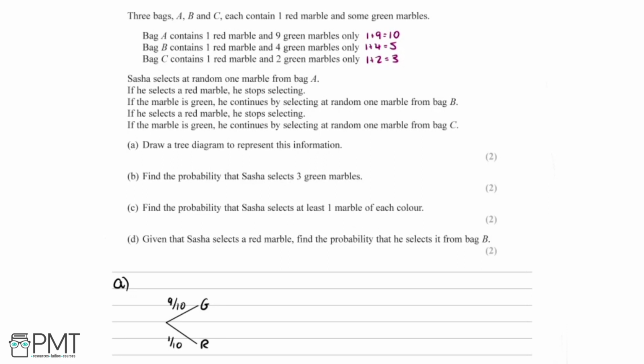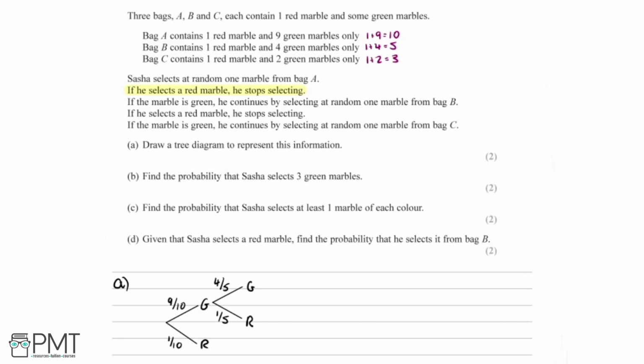It says if he selects a red marble, he stops selecting. So if he goes down this path and chooses a red one, well, he stops selecting, there's nothing else. So we don't need to have any branches coming off of here. Instead, we're going to have 2 branches coming off of green. Because if the marble is green, he continues selecting at random 1 marble from bag B. Well, bag B has 1 red marble and 4 green marbles, and there are 5 in total, so there's a 1 in 5 chance of choosing red, and there are 4 green marbles, so there's a 4 in 5 chance of choosing green.